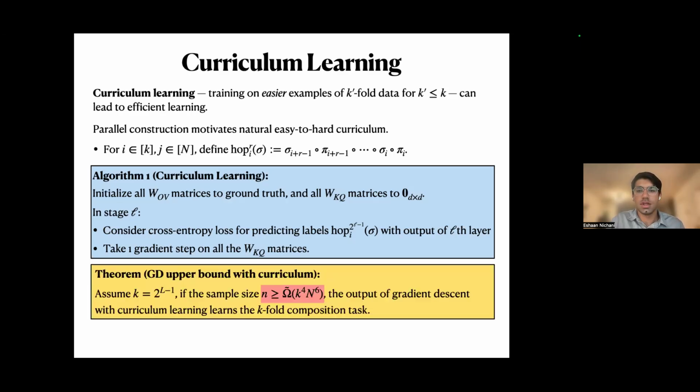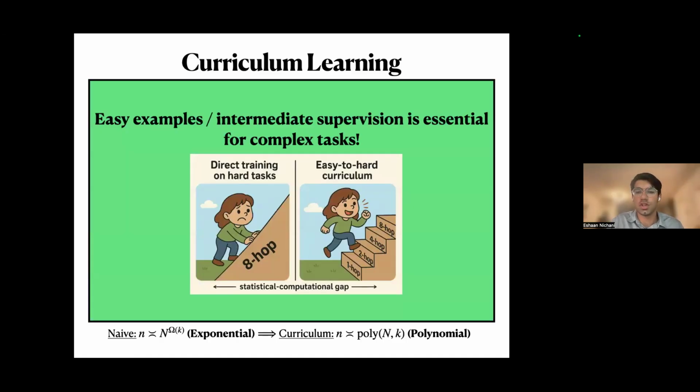Our main result is that this curriculum learning algorithm indeed is able to learn the k-fold composition with a sample size that is polynomial in n and k. In particular, while naively training on the k-fold composition alone requires exponentially many samples, curriculum learning can succeed with polynomially many samples. Altogether, this demonstrates that easy examples or intermediate supervision is essential for transformers to be able to learn complex tasks via gradient descent.